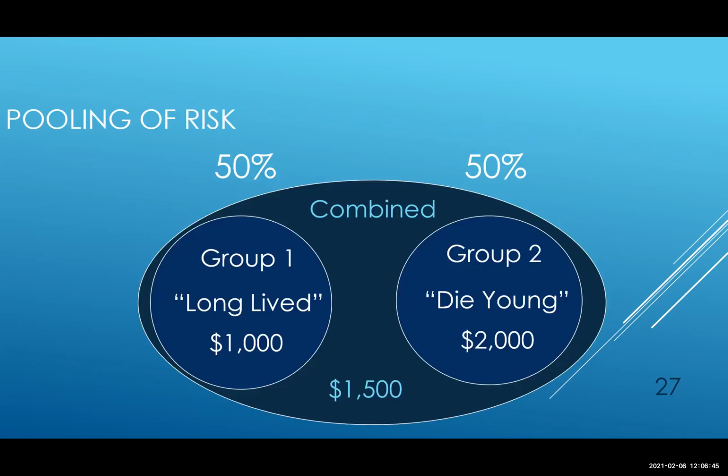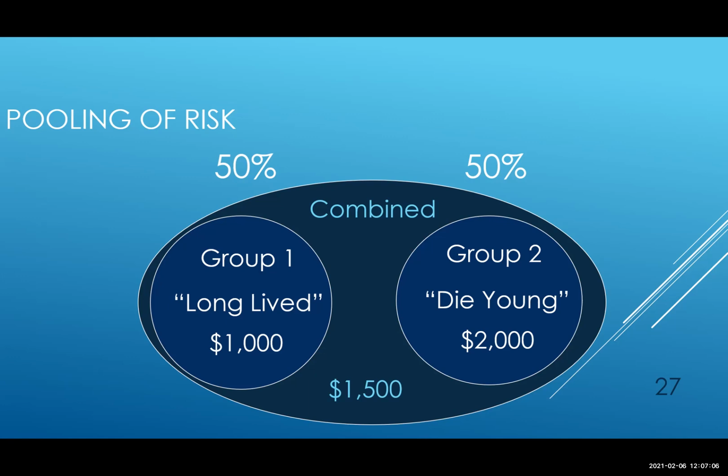Okay, so pooling risk. To explain this a little more, you have group one, which are healthy, long-lived people. They'll cost maybe $1,000, right? And then group two are these sickly people who will die young. But if you pool them together, your costs are only going to be $1,500, right?